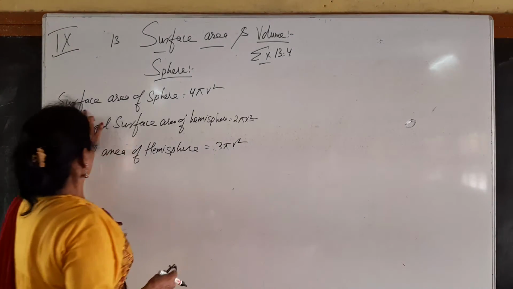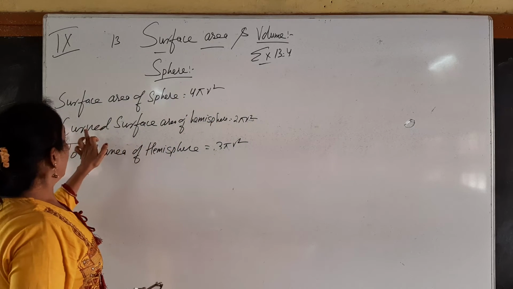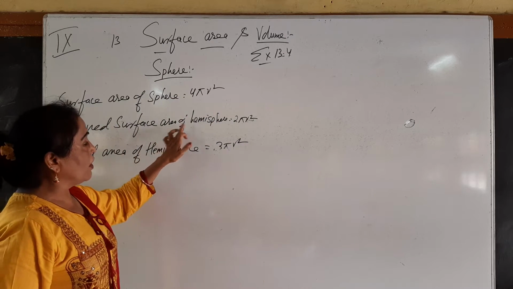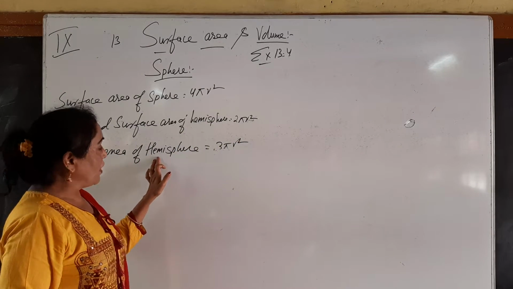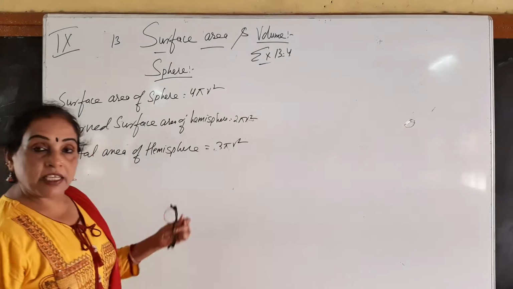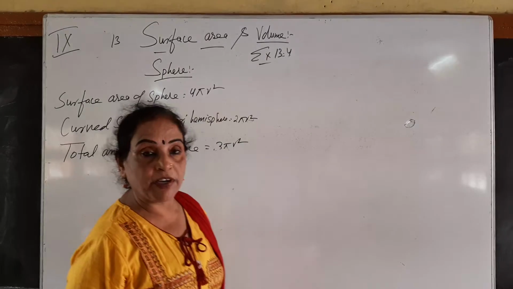Here surface area of sphere is 4 pi r square and curved surface area of hemisphere is 2 pi r square. Total surface area of hemisphere is 3 pi r square. These formulas we will use to solve the exercise, that is 13.4.